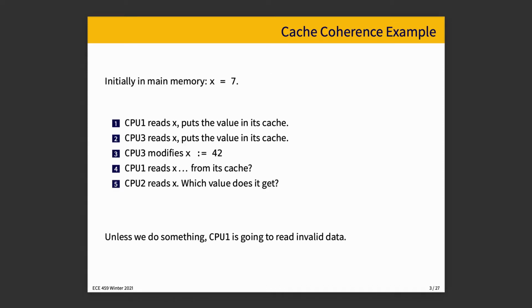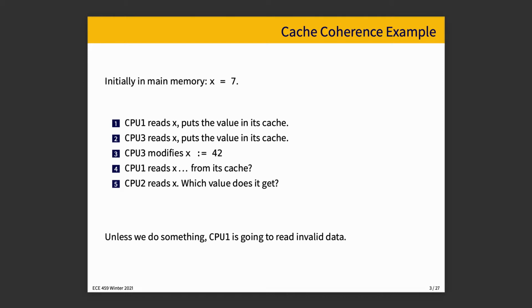Okay, so here's a simple example that gives us an idea of what might be wrong. Initially in main memory, x is equal to 7, so CPU 1 reads x. That results in the value of x being in its cache. I mean, not just x alone, but the page that x is in. And CPU 3 reads x and puts the value in its cache. CPU 3 modifies x, setting x equal to 42. And CPU 1 reads x possibly from its cache. Does it get the out-of-date value? CPU 2 reads x. Which value does it get? Again, it's kind of out of date.